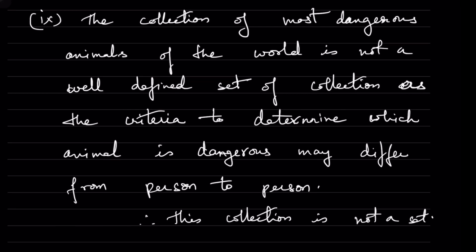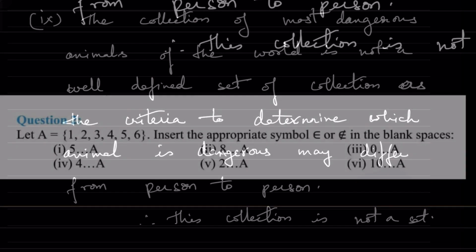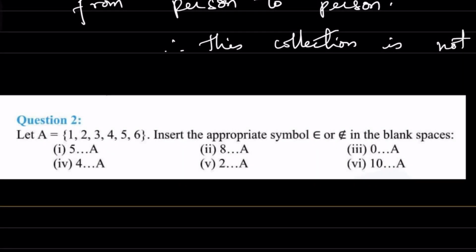So, the collection of most dangerous animals of the world is not a well defined collection, as the criteria to determine which animal is dangerous may differ from person to person. Therefore, this collection is not a set. Let A equal to {1, 2, 3, 4, 5, 6}. Insert the appropriate symbol belongs or does not belong in the blank spaces.